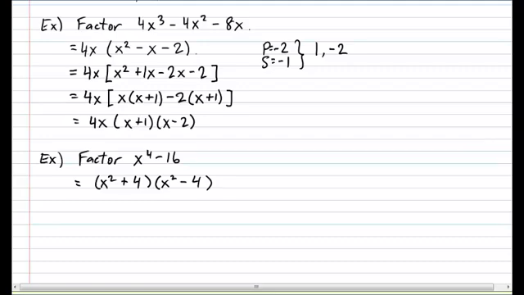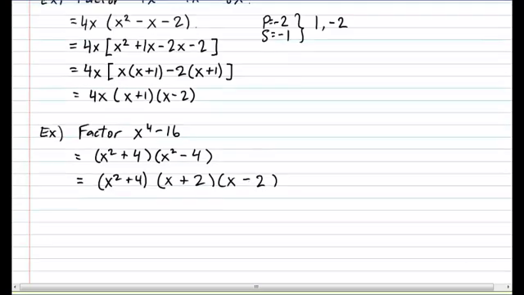Alright, so it looks like we might be done, but you need to train your eyes to realize that the second bracket actually represents another binomial, specifically a difference of two perfect squares. So I'm going to apply the difference of perfect squares technique one more time. X squared plus 4 multiplied by two conjugates. One is x, the other one is 2, and plus minus. And now we're done. So this is how we factor any given problem.